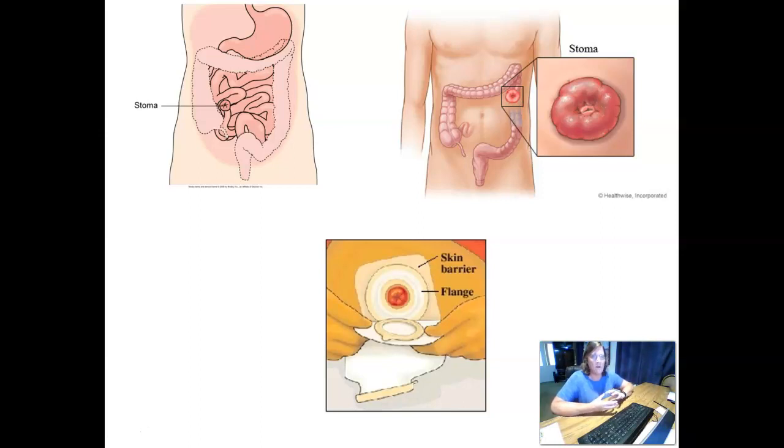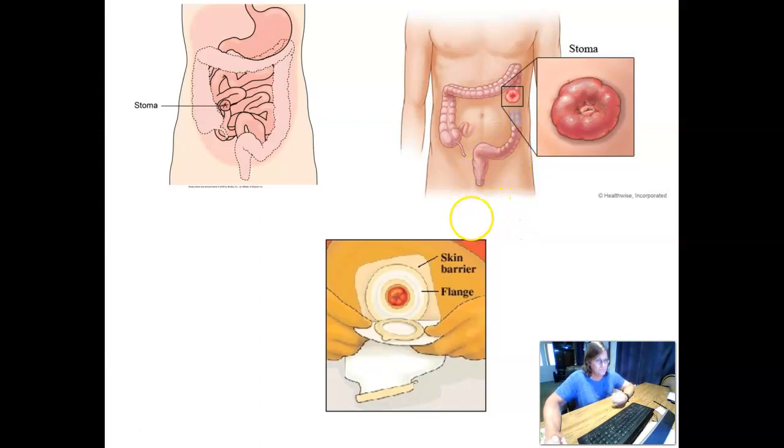It may not be all completely formed, but there are going to be formed pieces to it. So the more of the large intestine that is left, the more normal and natural the bowel movement is going to look. Now, the stoma does not hurt. If it gets touched, the nerve endings are cut when they bring that stoma out, so it doesn't hurt when it's cleaned. It's not a painful thing.